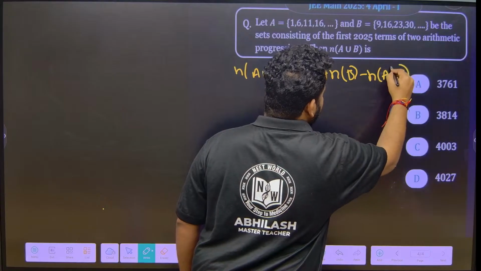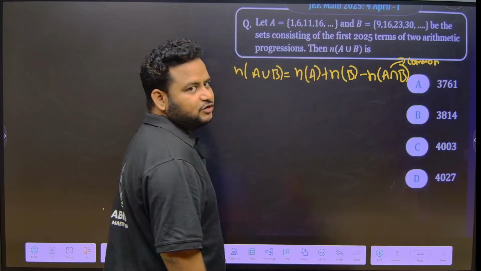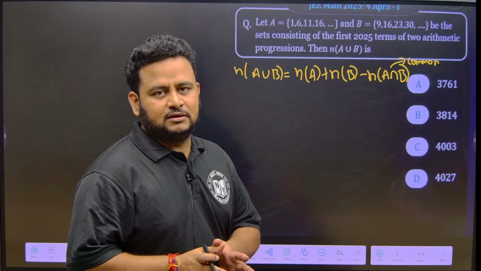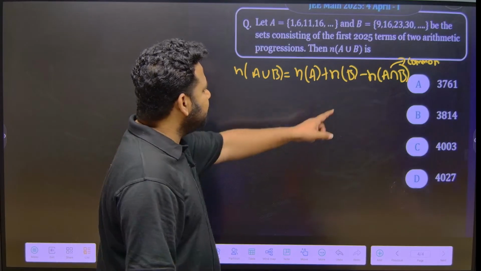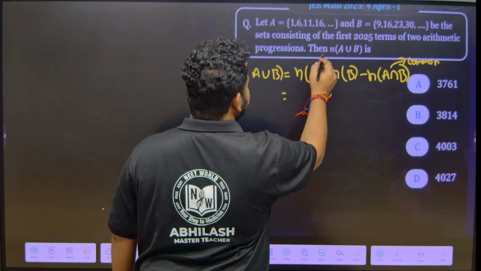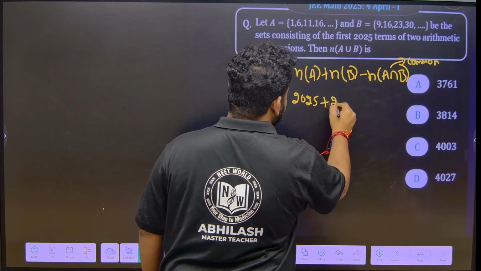A intersection B means what, friends? These are the common terms we have to find out. For common terms in the AP concept, please go through the sequence and series class which I have done. There I have told you how to find the common terms between two APs. So the common terms we have to find out. n of A is nothing but the number of terms, which here is 2025. Directly we can write here also it is 2025.